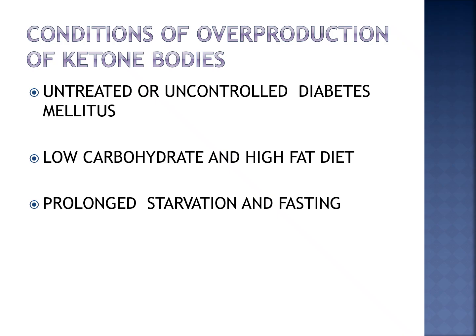Next, conditions of overproduction of ketone bodies. In diabetic ketoacidosis, glucose cannot enter cells. Oxaloacetate is diverted to gluconeogenesis, so acetyl-CoA builds up. This means more ketones, more acidity, and risk of coma. Breath smells fruity from acetone. So here, uncontrolled and untreated diabetes mellitus, a low carbohydrate and high fat diet, and prolonged starvation and fasting lead to the overproduction of ketone bodies.